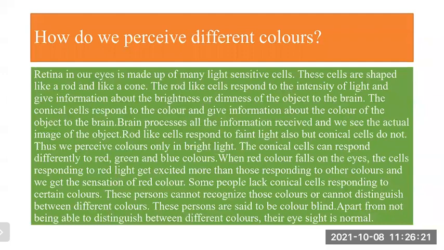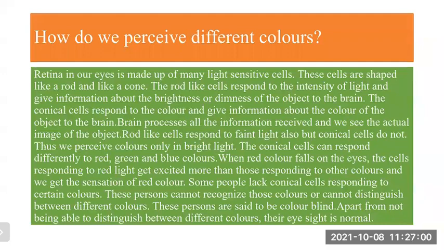So these persons are said to be colorblind. You might have heard about this. Apart from not being able to distinguish between different colors, their eyesight is normal. The only thing is they are not able to distinguish the color. Why? Because they lack the conical cells. Rest other things are normal.